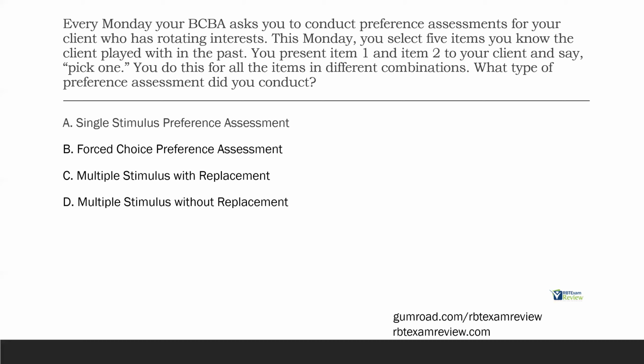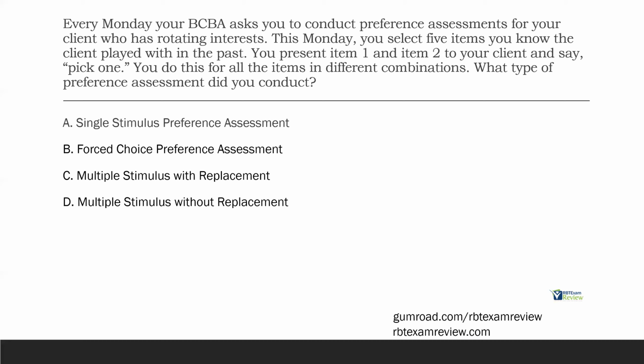So when you're doing a preference assessment question, that's the question you should first ask: how many items are we assessing? Because if it's 1 item, then you immediately know it's going to be single stimulus. If it's 2 items, you know it's forced choice. And if it's 3 or more, then you know it's going to be some sort of multiple stimulus. And if it's all the items, that's going to be a natural assessment. But that's the question you should ask first, okay?